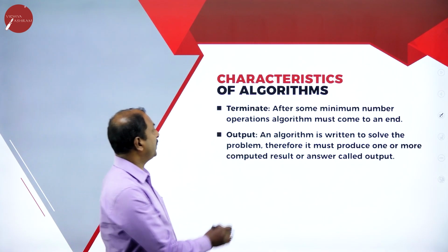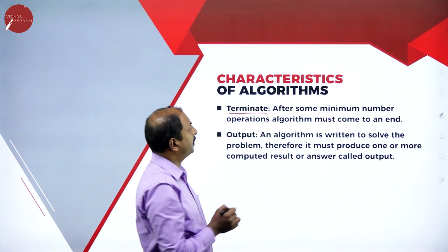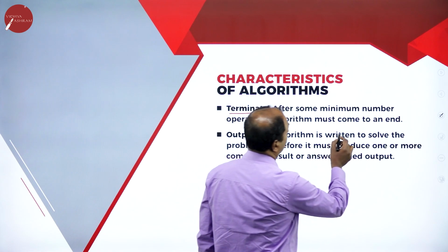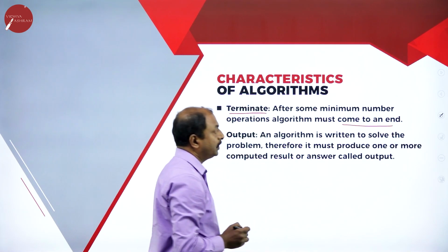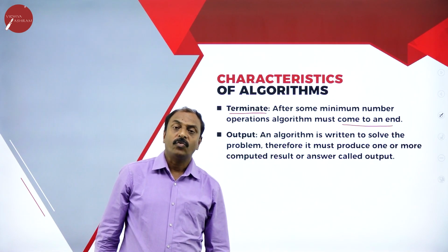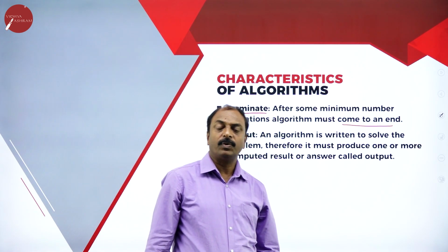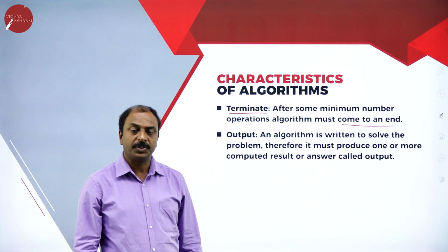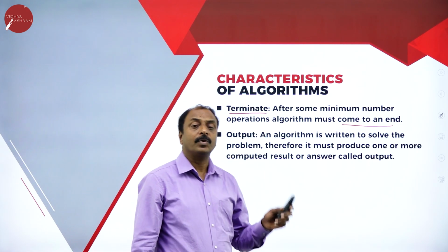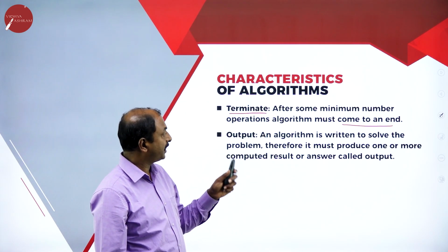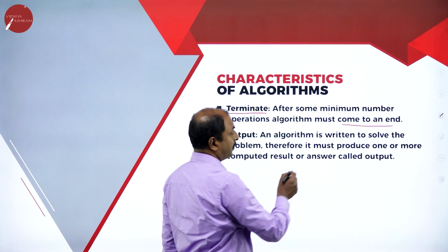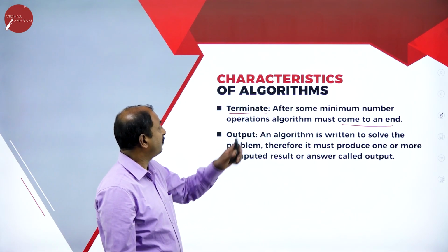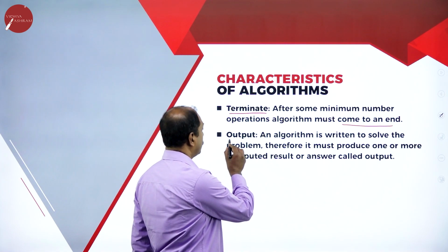Next one is terminate. After some minimum number of operations, an algorithm must come to an end. This is the meaning of a finite number of steps, that is what you have seen in the definition. An algorithm is a step-by-step procedure and it is a finite number of instructions. The meaning is that each and every algorithm must come to an end at a particular stage, that is terminate. And next one is output.